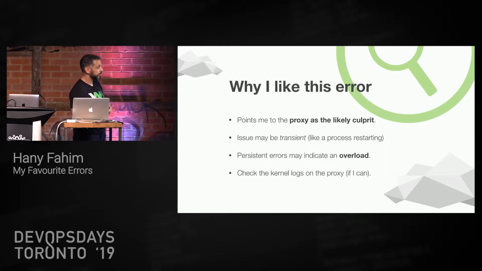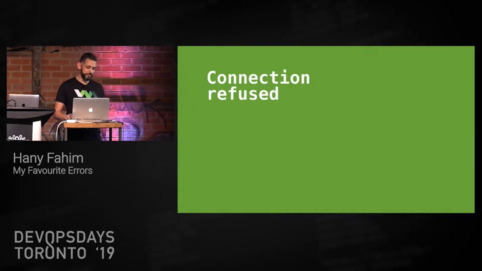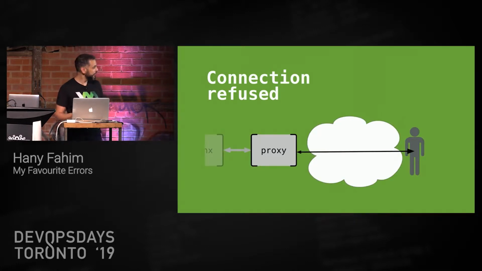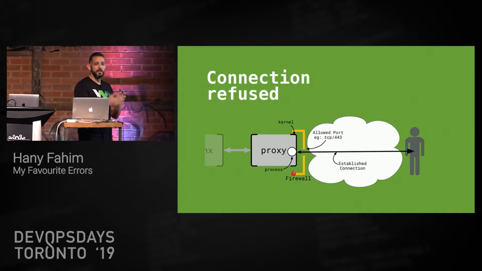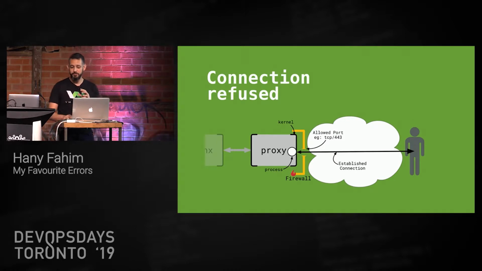Usually checking the kernel logs on the proxy, if you have the ability to, will reveal the source of the problem here. You got another one, connection refused. People have seen this as well, I'm sure. Imagine that you have a firewall, and you got a little hole poked in it to allow traffic to go in. In this case, it's 443 for SSL. And then you got a process that is sitting there that is bound to that particular port, and you're allowed established connections to go back and forth.